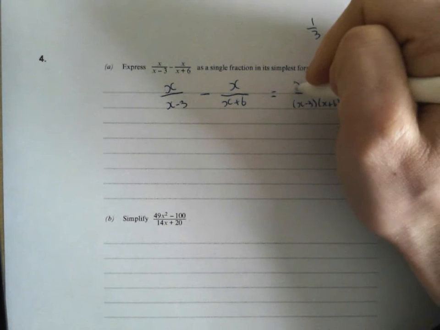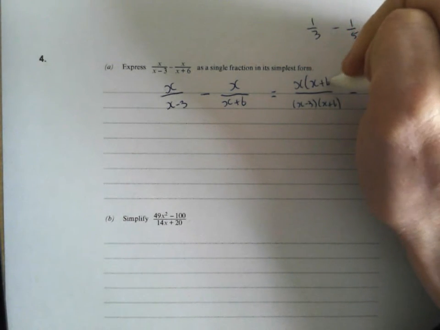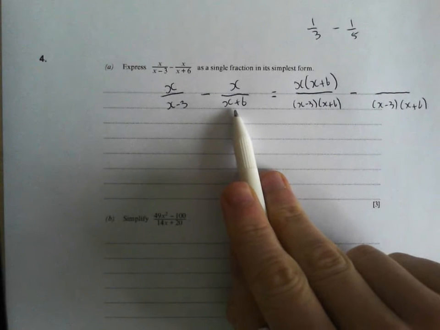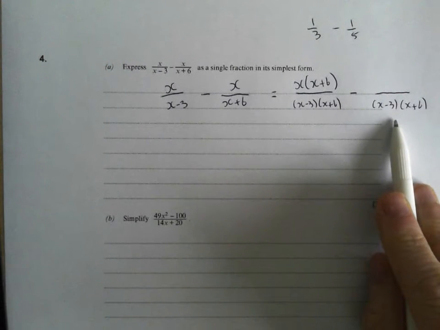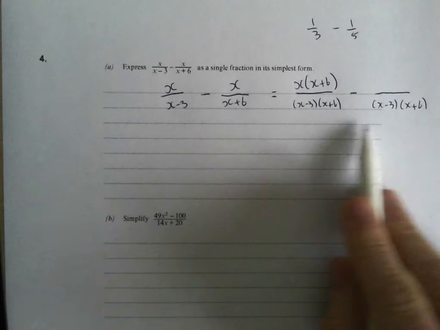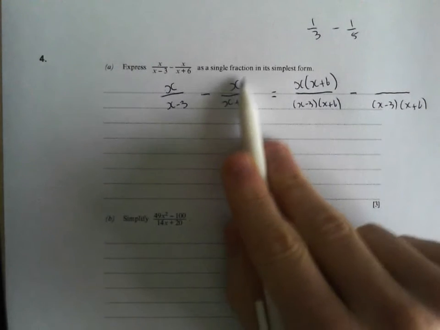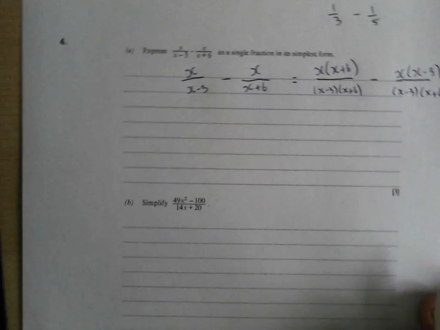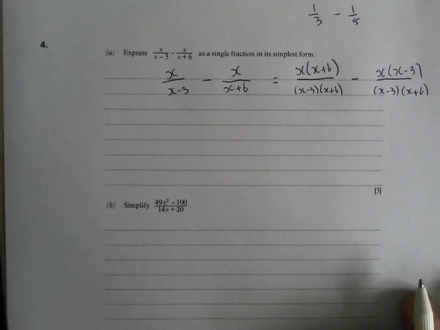So on the top, I'm going to have an x multiplied by x plus 6. Likewise, what about this second fraction? I had x plus 6 as my denominator, now I've got x minus 3 times x plus 6. So I've multiplied by x minus 3, and I've got to do the same to my numerator. So it's x times x minus 3. Now, there's only one more tricky bit coming up here, so just be very, very careful with this.